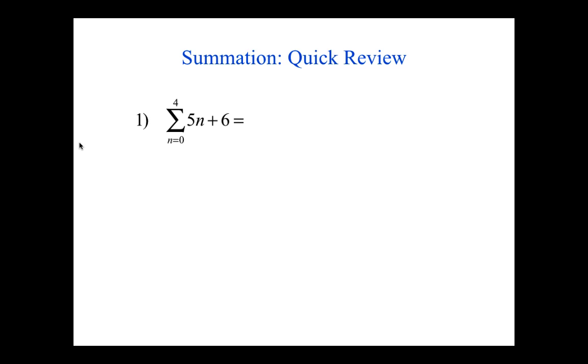So 0, 1, 2, 3, and 4. I'm going to use 5 different values of n, 0 through 4, sub them each into that expression, and then add them together.